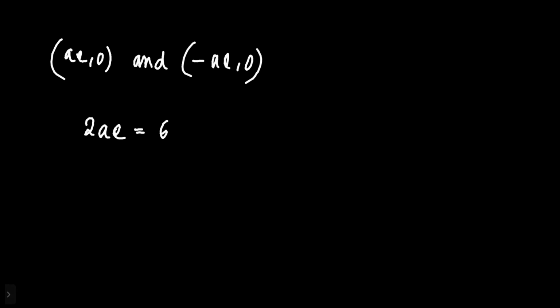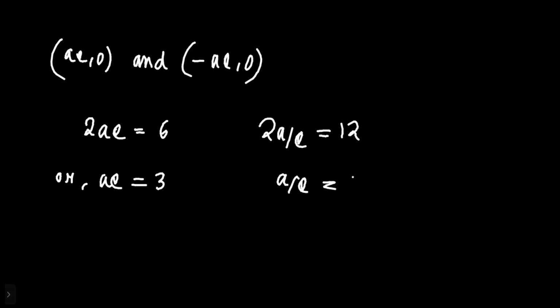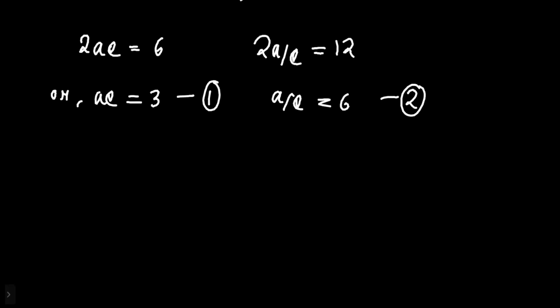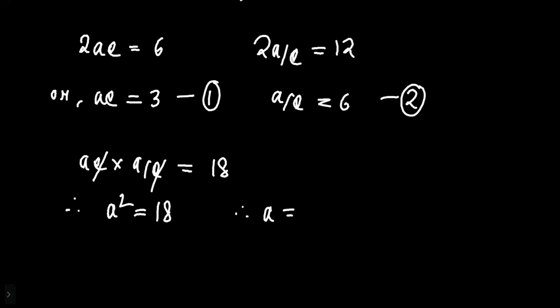Another thing that we have been given is that 2a by e, the distance between the two directrices, is 12 units. So from this we can write that ae is equal to 3, and from this we can write a by e is equal to 6. I mark it equation 1 and equation 2. Now if I multiply equations 1 and 2, then we will get ae into a by e is equal to 18. From this e gets cancelled, so a squared is equal to 18. Therefore a is equal to root 18.